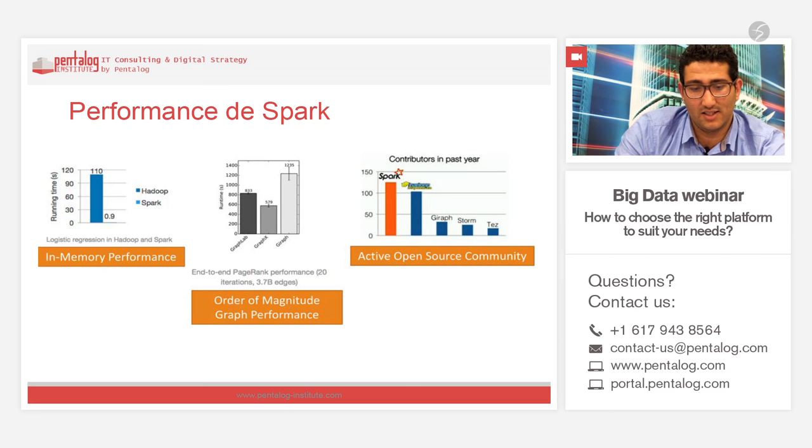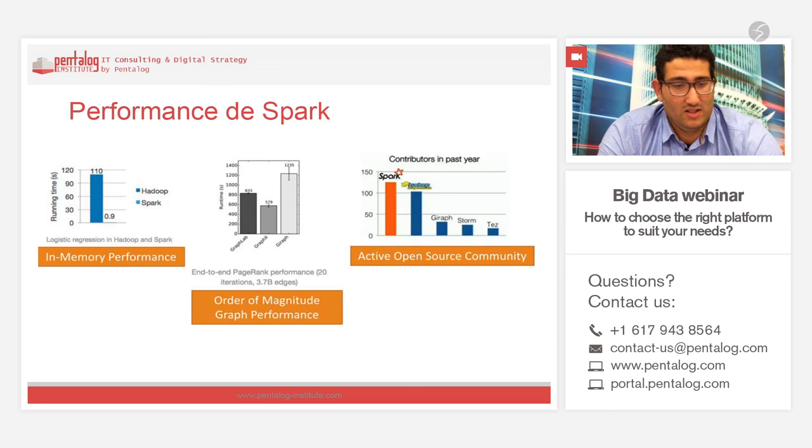As you can see in this figure, for the running time of logistic regression in Hadoop and in Spark, we can see Spark is about 100 times faster. So it's really a great performance compared to Hadoop, and also because logistic regression is an iterative algorithm.